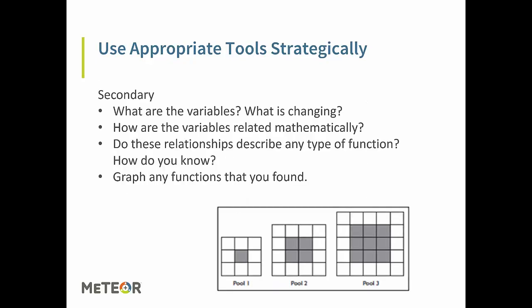In secondary grades, the task may state this: what are the variables? What is changing? How are the variables related mathematically? Do these relationships describe any type of function? How do you know? Graph any functions that you found. Secondary tools become function tables and graphs. Notice how using a tool doesn't necessarily mean a ruler or concrete model. It is simply using something that will make the mathematical relationships easier to see and understand.